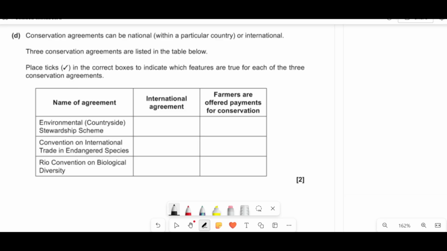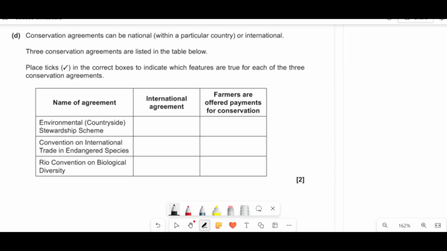So conservation and biodiversity, we have international and national agreements to help with things. The Environmental Countryside Stewardship Scheme is a national thing the UK has. Basically it involves saying, look, if you do X and Y to help with conservation, we'll give you nice incentives. We'll pay you. We'll do something nice, right? That's a UK government specific thing.